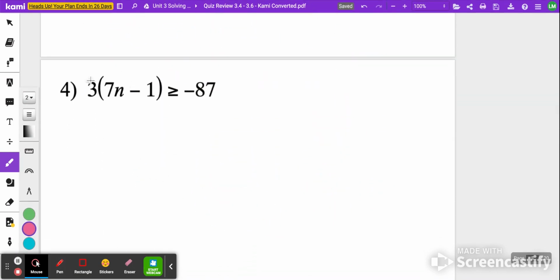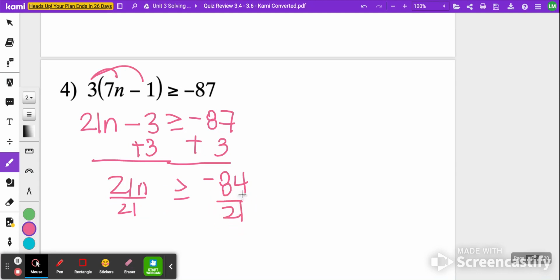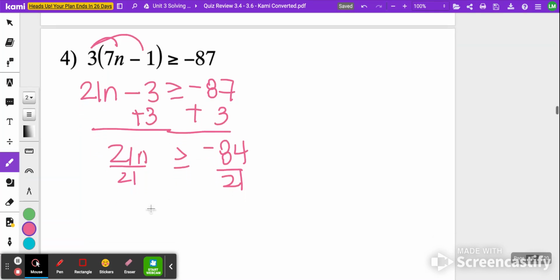Number 4, I distributed first. So 3 times 7n is 21n minus 3 is greater than or equal to negative 87. I'm going to add 3 to both sides. Negative 87 plus 3 is a negative 84. And then I bring down my 21n. Dividing both sides by 21 just means I'm going to take negative 84 and divide it by 21. That will give me a negative 4. So n is greater than or equal to negative 4. That's going to look like this on our number line, a closed circle pointing to the right.